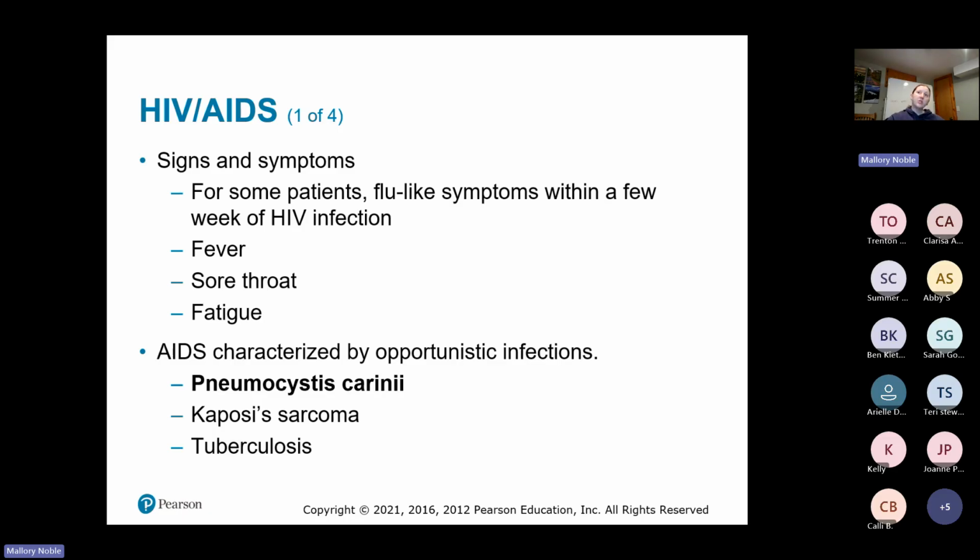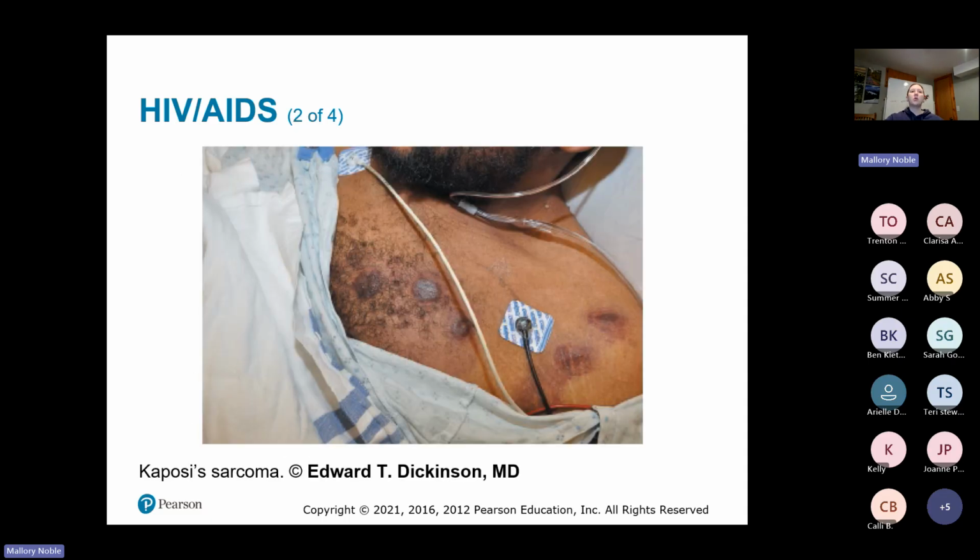AIDS, however, is characterized by opportunistic infections, things like Kaposi's sarcoma and tuberculosis. So this rash is fairly characteristic of having an AIDS infection. So in that instance, we might be able to kind of point in the right direction. But at this point, the patient would probably know that they're HIV positive or even positive with AIDS. So this happens through shared needles, unprotected sex between men, any penetrative activity involving blood and semen, and during delivery or breastfeeding from mother to newborn as well.